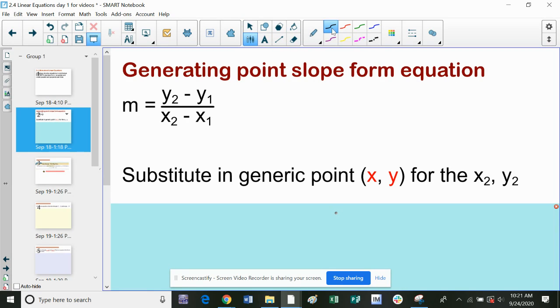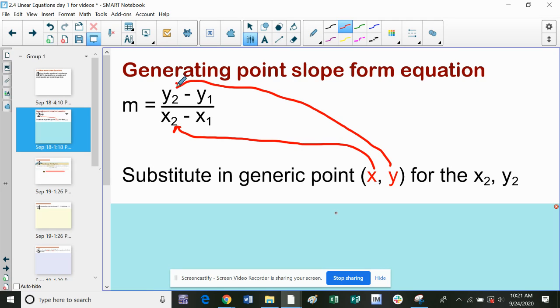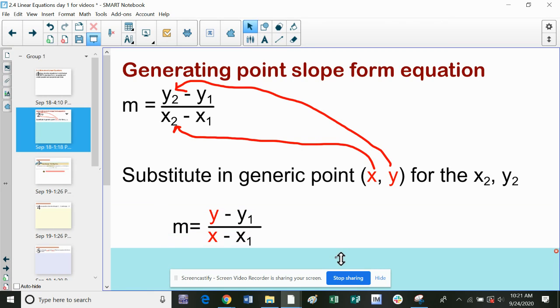So what I am actually doing here is I'm going to take this x, and I'm going to put it into the equation right there. And I'm going to take this y, and I'm going to put it in right there. I'm going to leave the y1 and x1 alone. Okay, so when I do that, now my equation looks like this. So here's that x down there instead of x2, and here's the y here instead of y2.